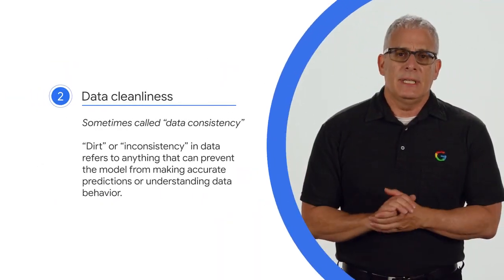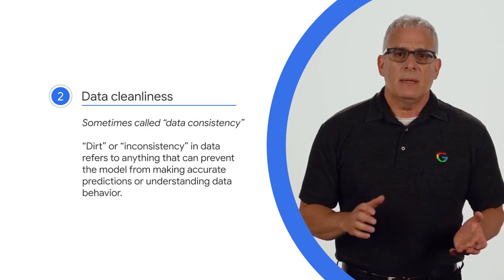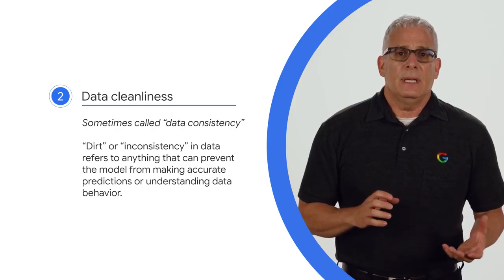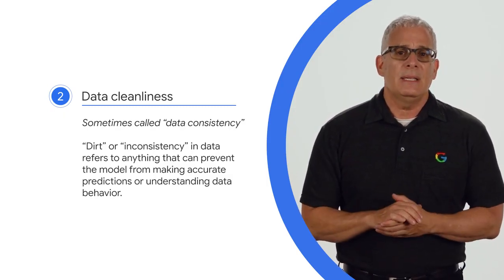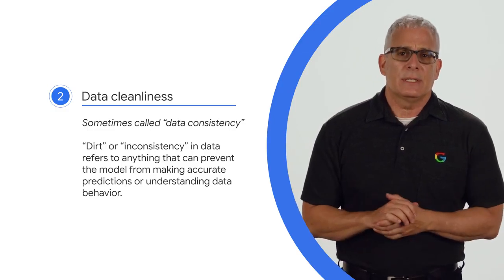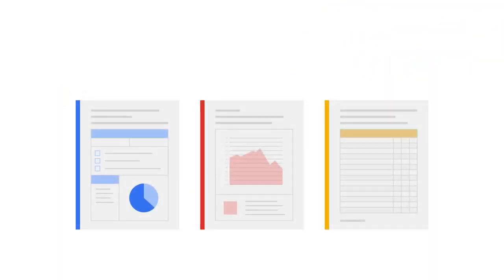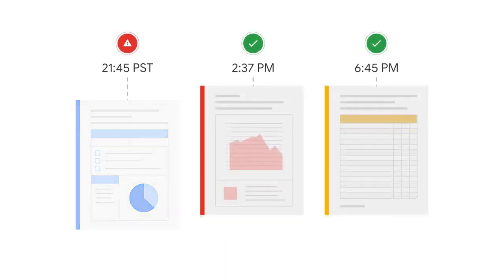The second quality of good data is its cleanliness. This is sometimes called data consistency. Data is considered dirty or inconsistent if it includes or excludes anything that might prevent an ML model from making accurate predictions. This is a lot like the errors or bugs we talked about earlier. The simplest form of inconsistency in data is data format. Suppose, for instance, you want to analyze data from multiple documents, and one of the data points on each document is a timestamp. The timestamps from all sources have to be of the same format. Otherwise, the data is considered dirty.